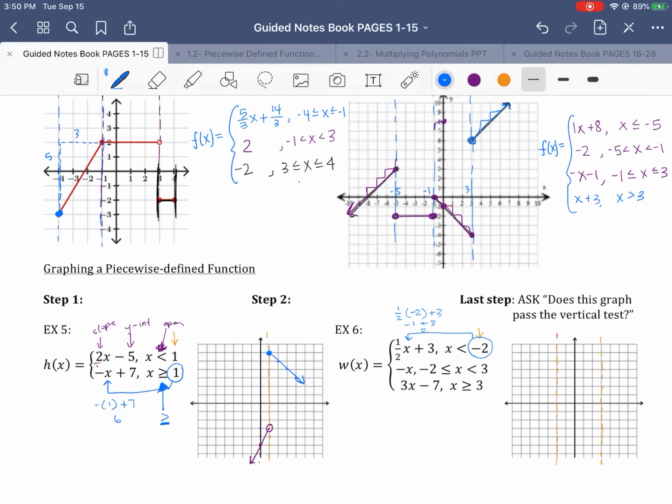So I'm going to come over here, and on this first barrier, I'm going to go up to positive 2, and I'm going to put an open circle. Again, it's open because this is a less than sign, and it's not or equal to. Then I use the slope to help me out. So if we look at the slope here, it's 1/2.